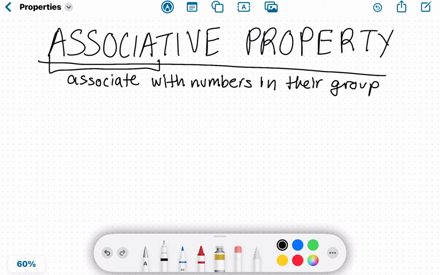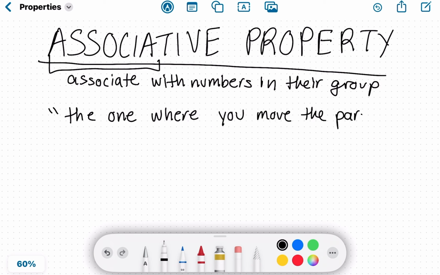When I was little, I remembered it as the one with moving the parentheses, because the parentheses are like groups. So they group off or they close off the groups. Let's start with an example. 2 plus 3 in parentheses plus 4 on the outside. Okay, 2 plus 3, 5, plus 4, 9.